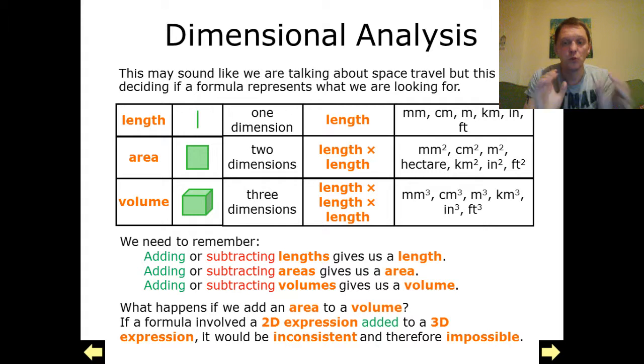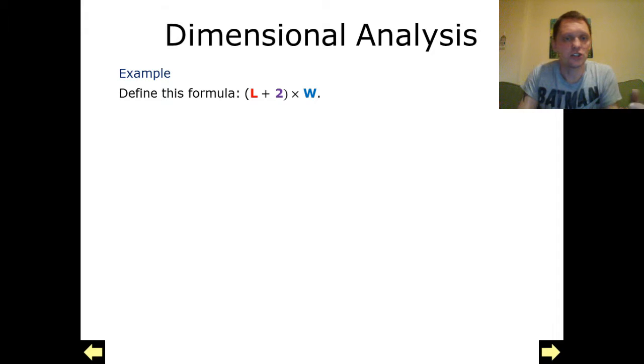Unfortunately, this would be impossible because we are trying to add a two-dimensional object to a three-dimensional object, in which case it wouldn't be 3D, it wouldn't be 2D anymore, so we're calling this impossible. So just a couple of examples.